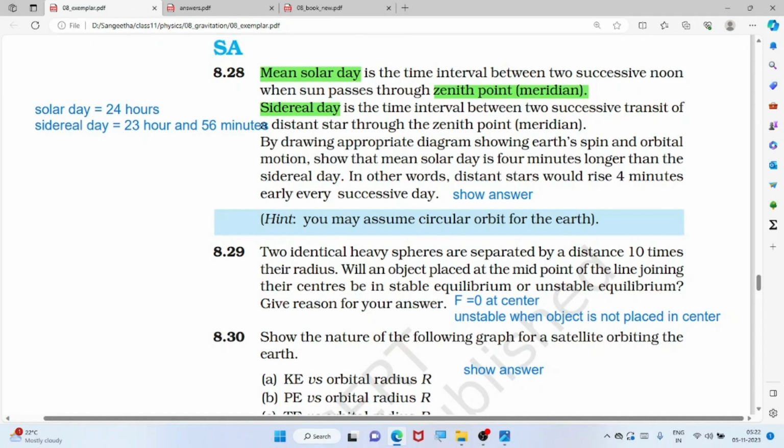Earth is moving as well as spinning: moving around the Sun as well as spinning itself. So the solar day is 24 hours, and the sidereal day is 23 hours and 56 minutes.